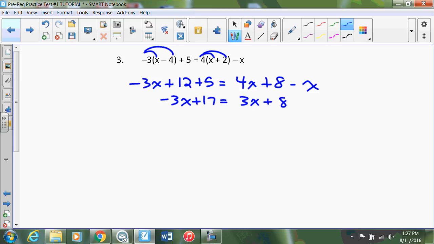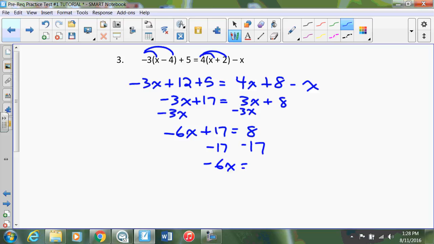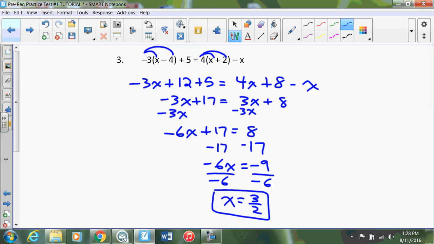Then we're going to gather the x's on one side of the equation. So I'm going to subtract my 3x on this side. For some reason, I do gravitate towards having the x's on the left side, but you can certainly have them on the right. And then we're going to continue to work to make sure that x is alone. We're going to subtract 17 from both sides and divide by negative 6. So x will equal 9/6, or if we reduce that, that will be 3/2. Yes, 1.5 is also accepted here.